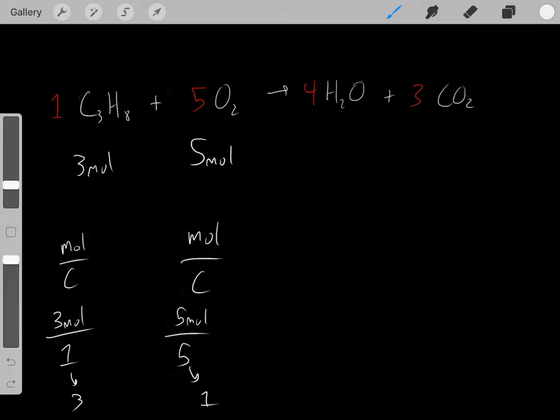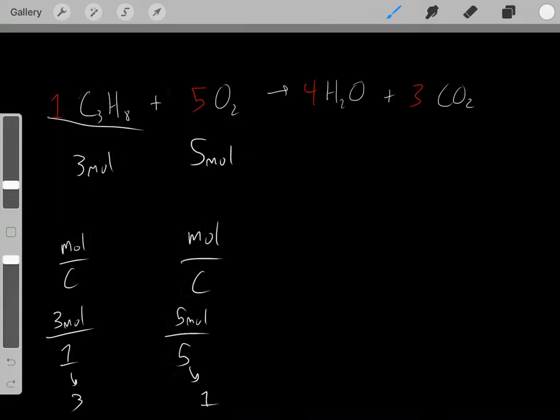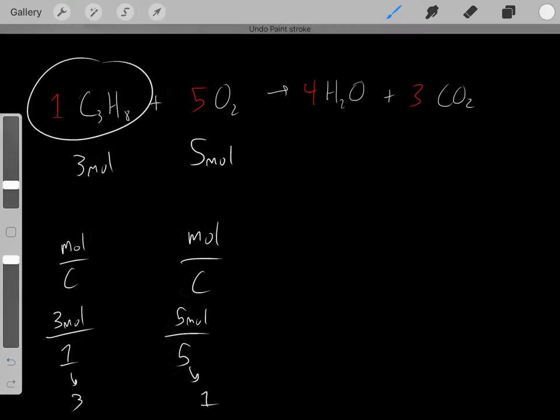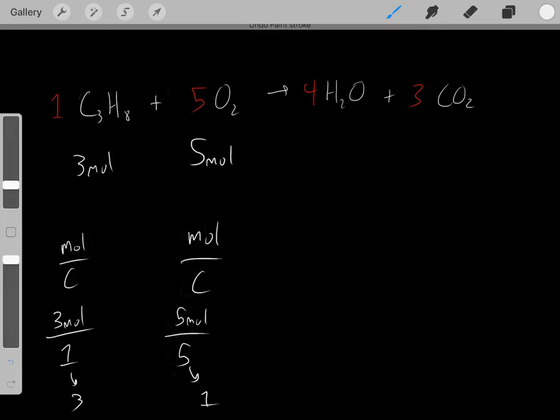And again, you might think, if we have 5 moles of this and 3 moles of this, why would this run out first? Well, we can see in the balanced equation, there are 5 moles of O2 reacting for every 1 mole of this C3H8. So this is a very simple technique. This is a very simple operation.